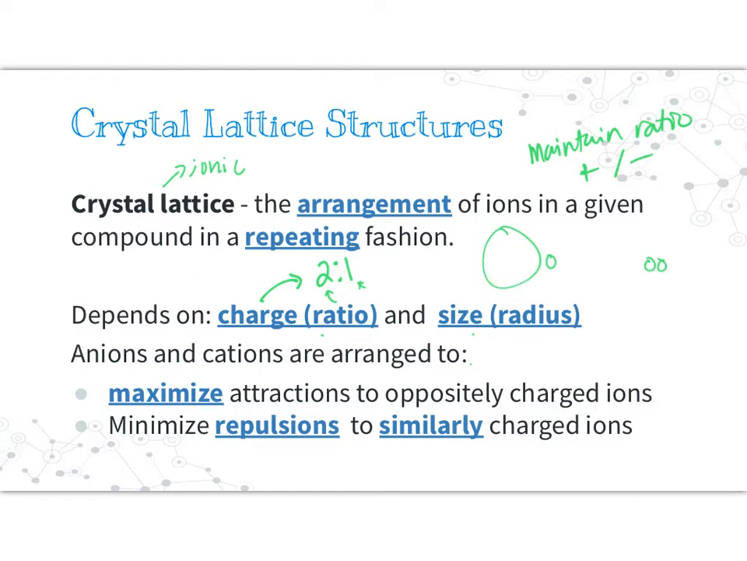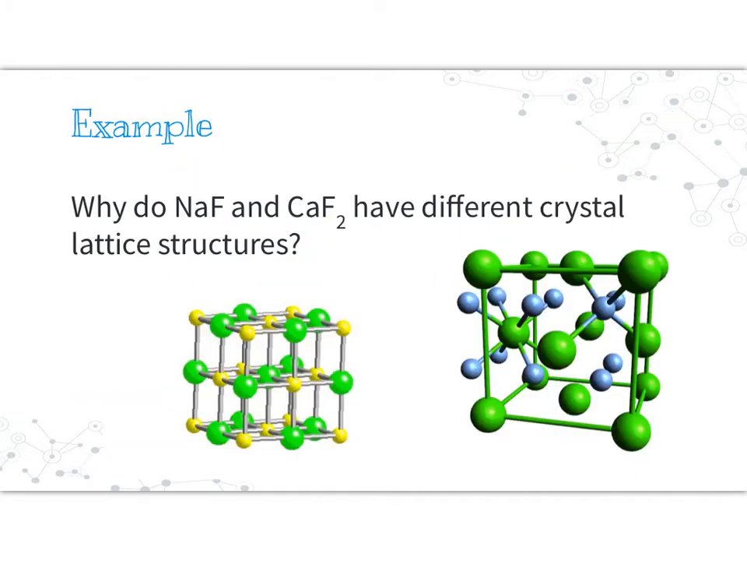So let's say we had another set of like a tennis ball and a marble here. These guys would be repelling each other so strongly, they're going to have to organize different than our positive and negative marbles would, if you will. So looking at this, all we have to do is decide why something may have a different crystal lattice structure.